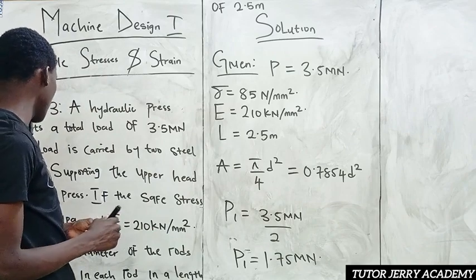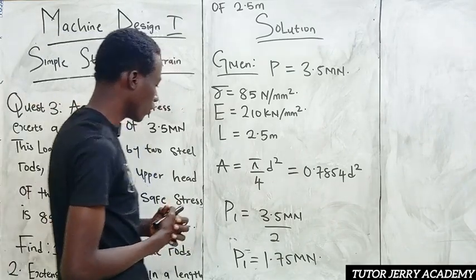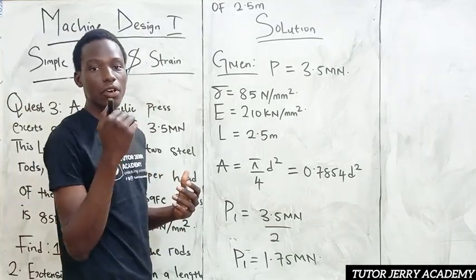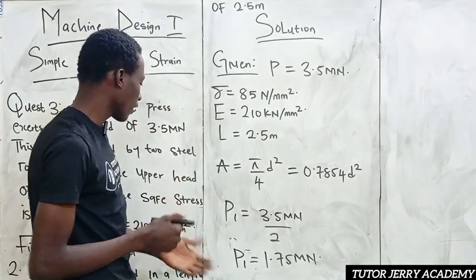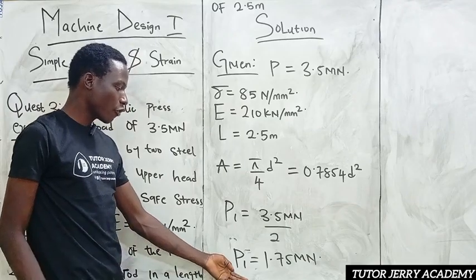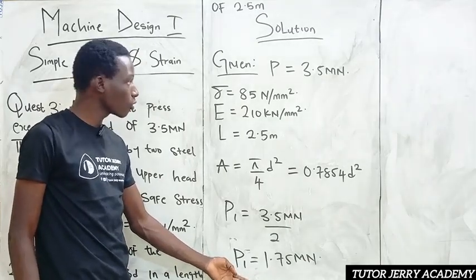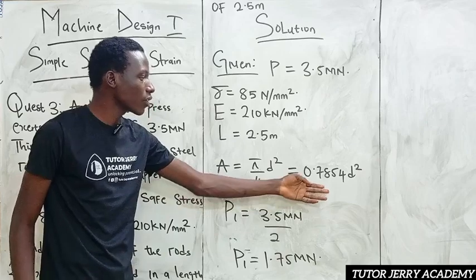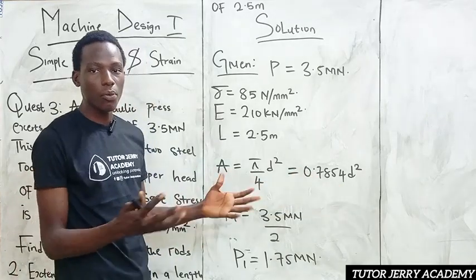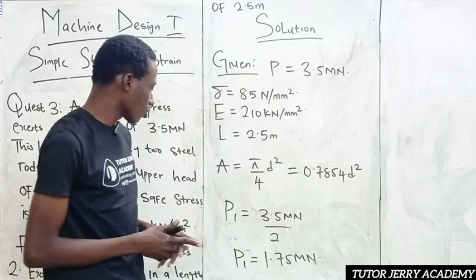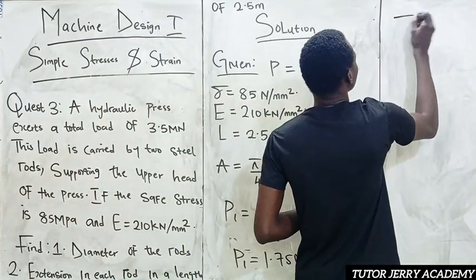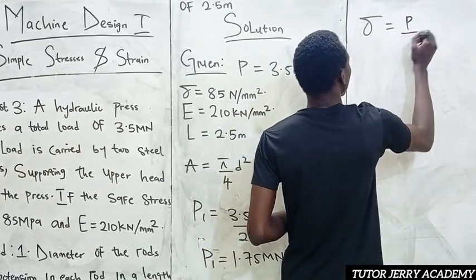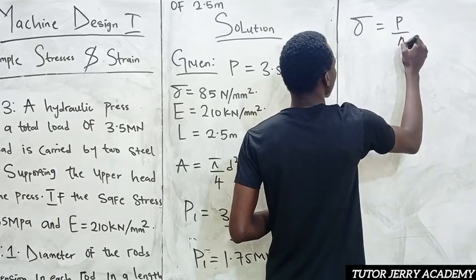Now we can go ahead and find the diameter of this rod. How do we do that? We know that stress is equal to force all over cross-sectional area. And here we have our force, that is our load, which is acting on the rod. We also have our area here, which is 0.7854 d square. So all we just have to do is to substitute. So let's do that. We have sigma equal to load all over area.